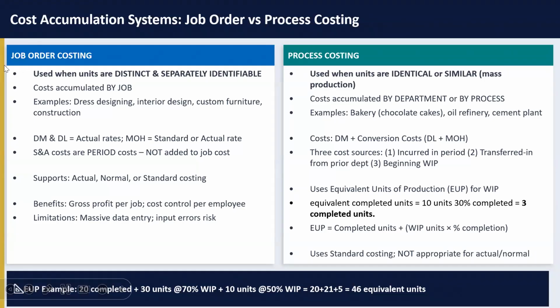Okay. So now let us understand in detail about job order costing. Here, as we discussed already, we can take the example of dress designing and interior designers. The interior design from house to house will vary. Then custom furniture, the construction of buildings or factories, it is highly customizable again. All of these customizable orders come under job order costing. They are not at all identical. They are very separate and distinctly identifiable.